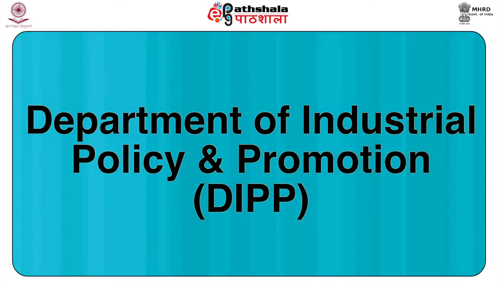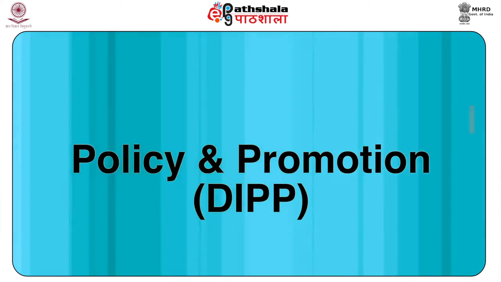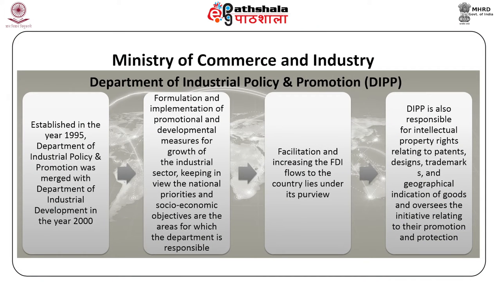B. Department of Industrial Policy and Promotion, also known as DIPP. Established in 1995, the Department of Industrial Policy and Promotion was merged with the Department of Industrial Development in the year 2000. The department is responsible for the formulation and implementation of promotional and developmental measures for the growth of the industrial sector, keeping in view national priorities and socio-economic objectives. Also, facilitation and increasing of FDI flows to the country lies under its purview. DIPP is also responsible for intellectual property rights relating to patents, designs, trademarks, and geographical indication of goods, and oversees the initiatives relating to their promotion and protection.